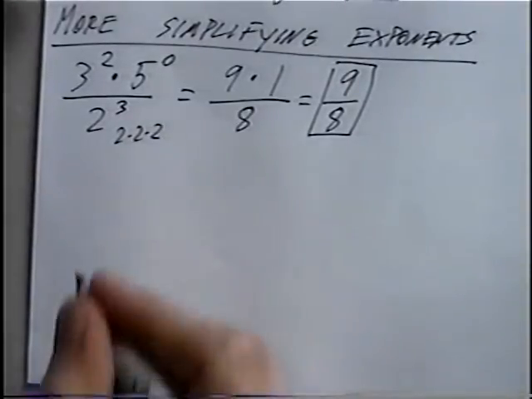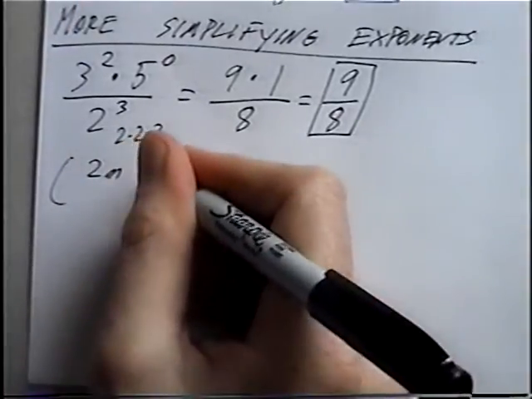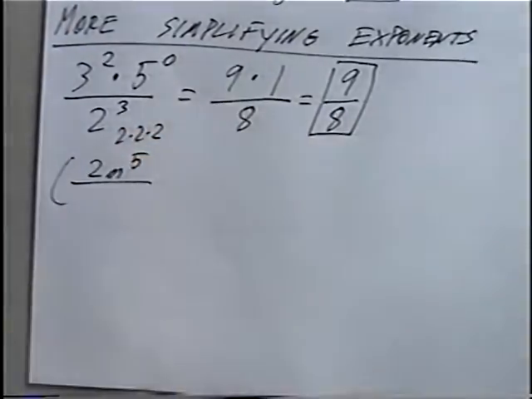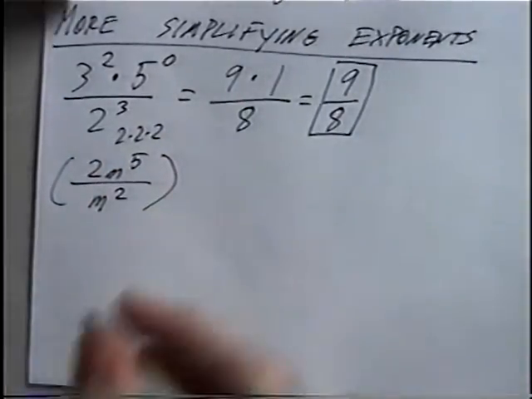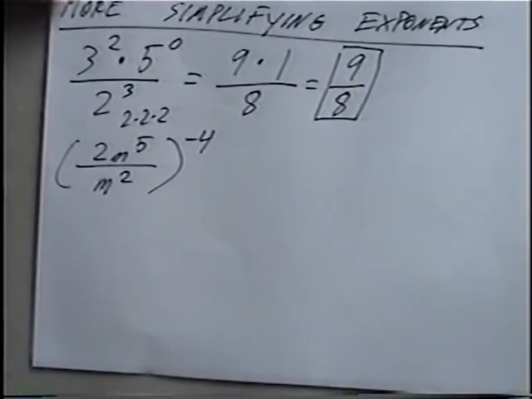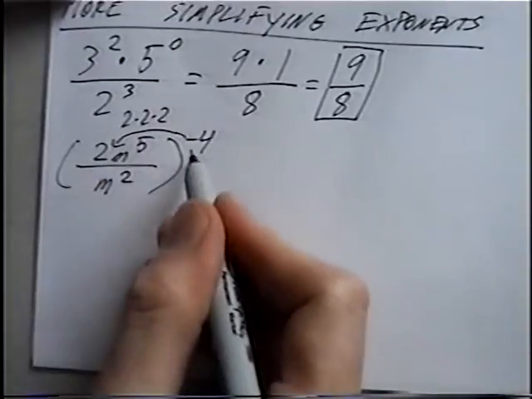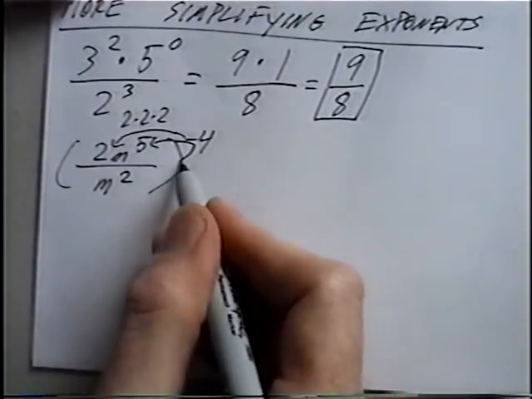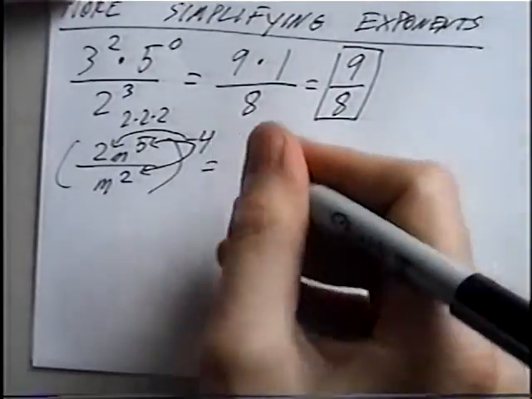Second question. Inside parentheses is 2m to the fifth power divided by m to the second power. The exponent outside is negative 4. Again, this negative 4 goes to each coefficient and each exponent on the inside of the parentheses. 2 to the negative 4 power.